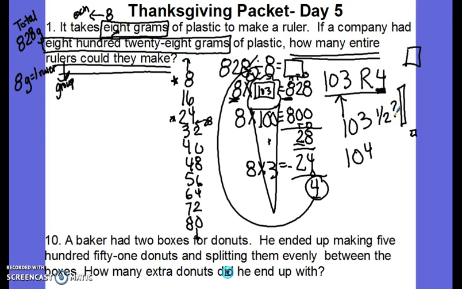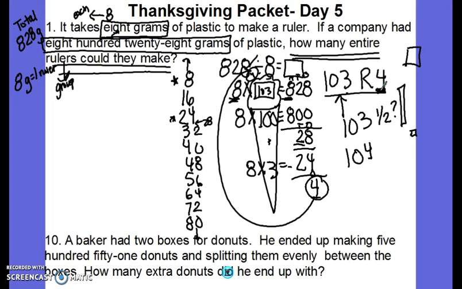But I know that doesn't make any sense. So do they have enough for 104 rulers? Can they just say we just round this number up? Well, no, they don't have enough for 104 rulers. So this remainder does not always mean you round up or you round down or you add one or you subtract one. You have to really figure out what is this asking me.